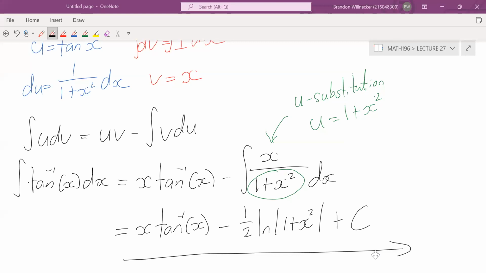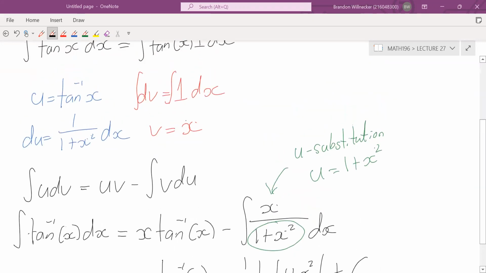Got a question here. Can you explain in detail on the part where you did 1 over 1 plus x squared? This part over here, the derivative of tan inverse. Okay, so let me actually just open the notes here so you can see, because you should have done this last year.